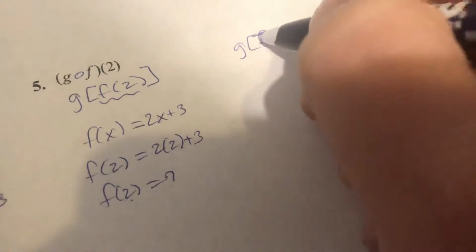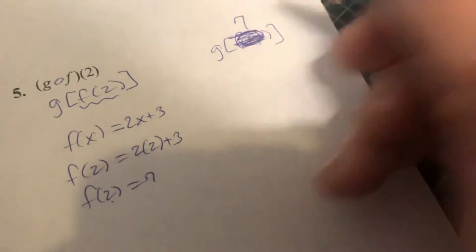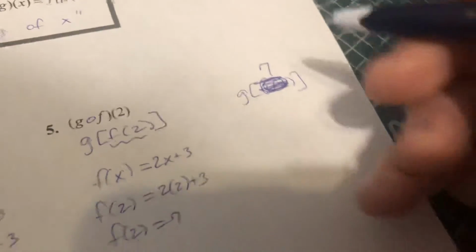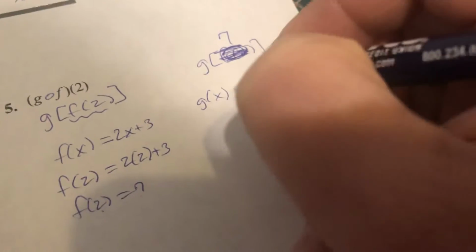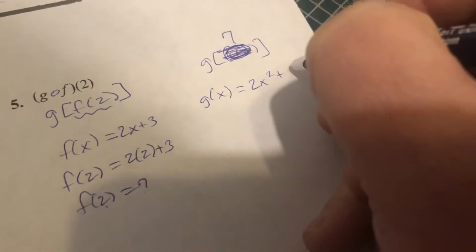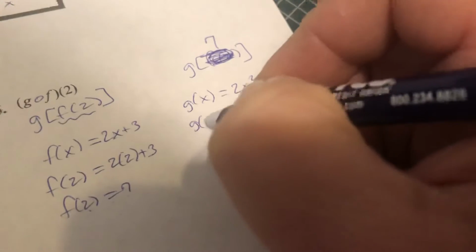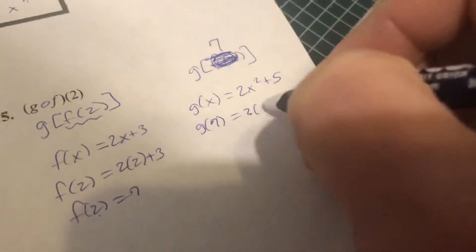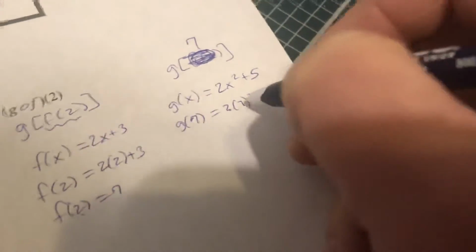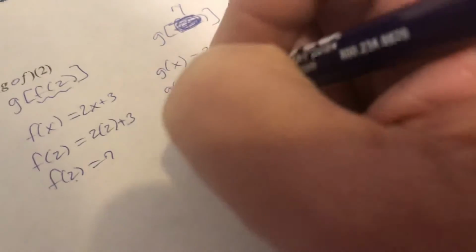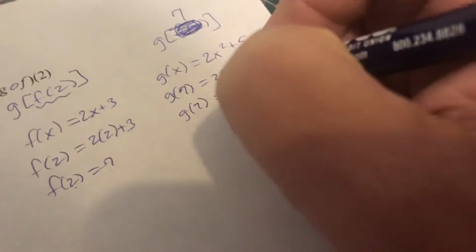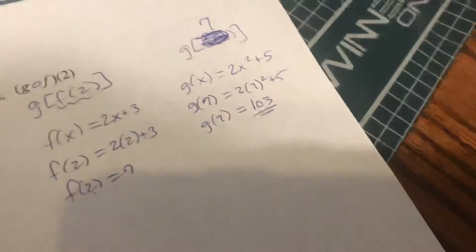So there's f of 2. I'm going to scratch all of f of 2 out, and I'm going to put a 7. And now it tells me to find g of 7. So g of x is 2x squared plus 5. So g of 7 is 2 times 7 squared. 49 times 2 is 98. And 98 plus 5 is 103. That's your final answer.